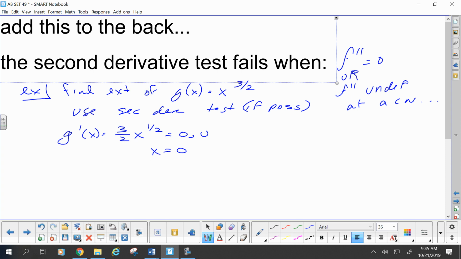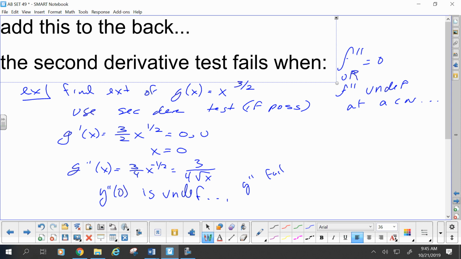Okay, cool. Now if you then go on to the second derivative, it is 3/4 x to the -1/2, or 3/4 square root of x, yeah? g double prime at 0 is undefined. That is to say, concavity cannot be determined there. I don't know if it's concave up or concave down. The second derivative is kind of failing me there. Because the second derivative is undefined, the second derivative test fails. I must go back and use the first derivative test.